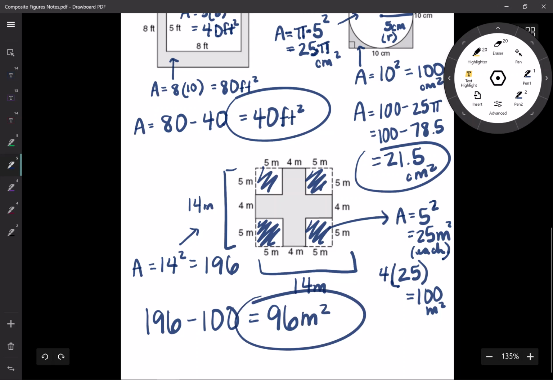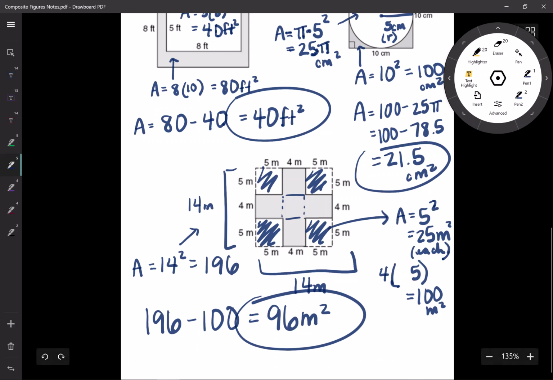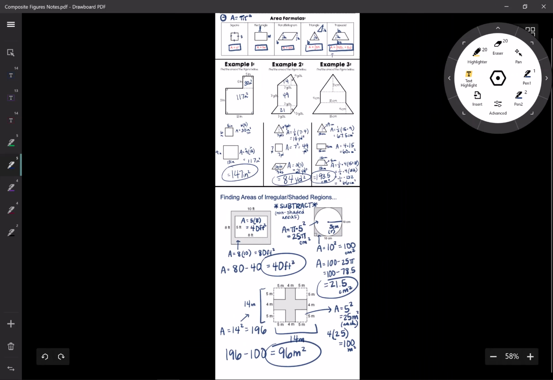Okay, so that's if I use subtraction. I could also use addition, where you just get the area of each of these, right? So this is a 4 by 5, this is a 4 by 5, and these, I have 5 4 by 5s. So I could have just gotten it that way as well. Okay, but that's how you get areas of shaded regions.